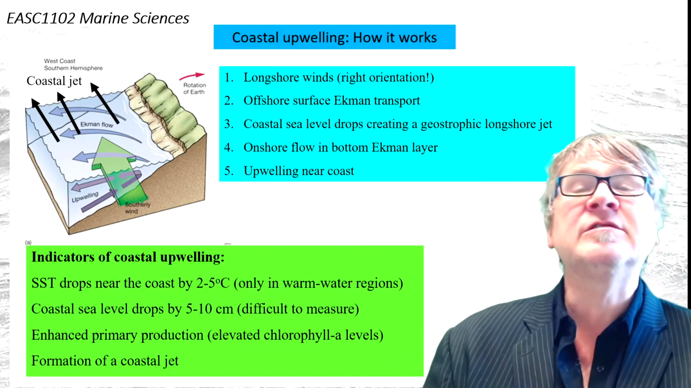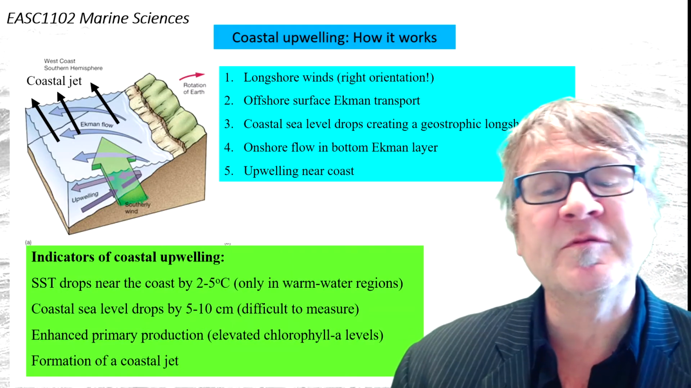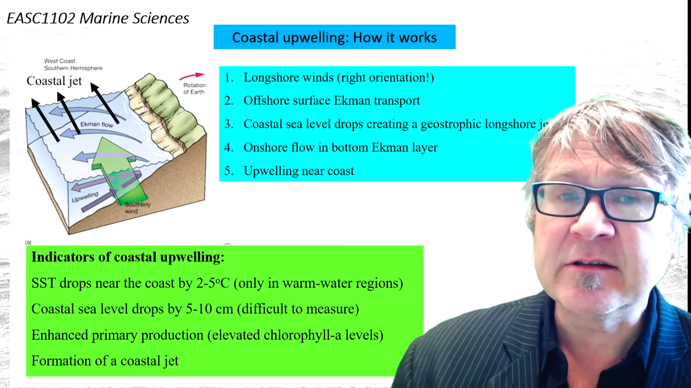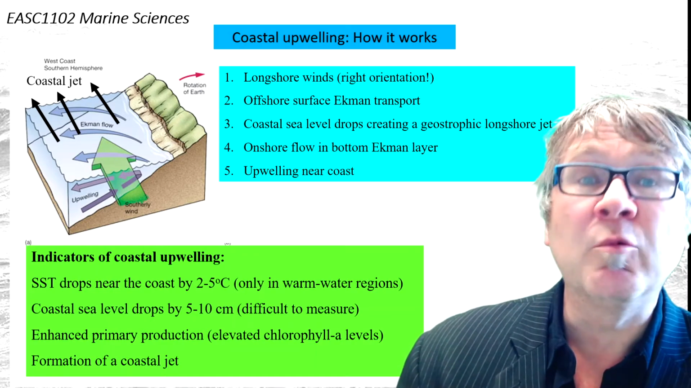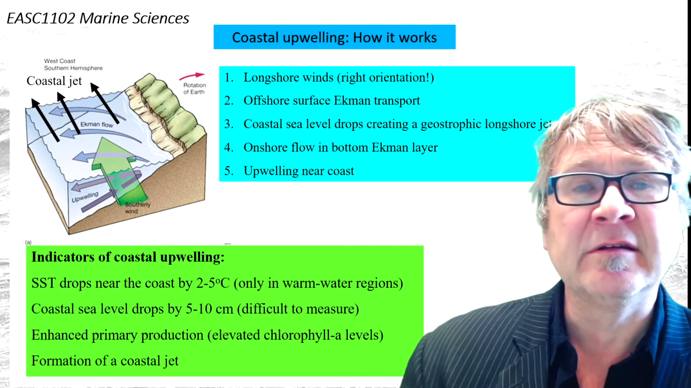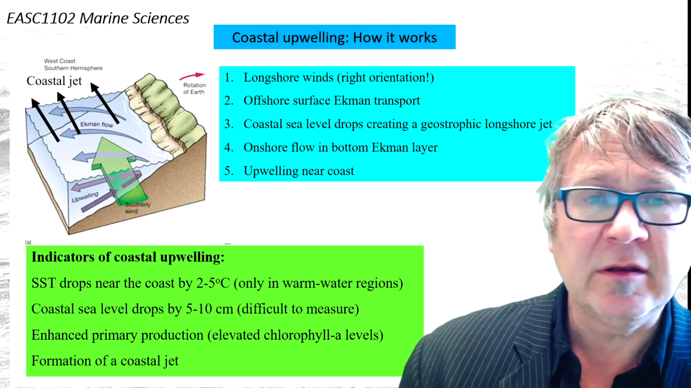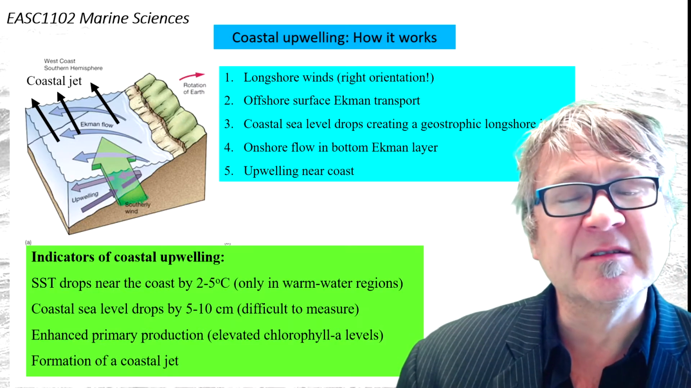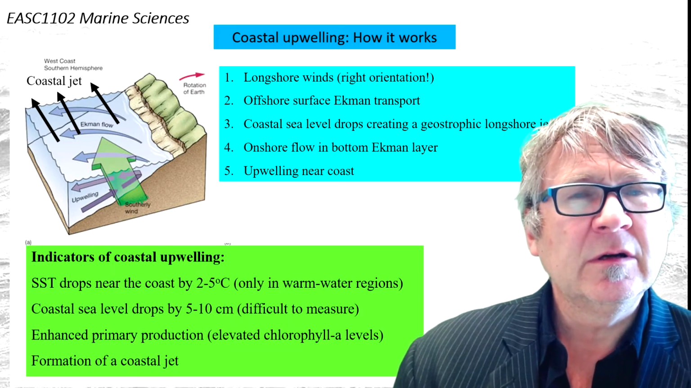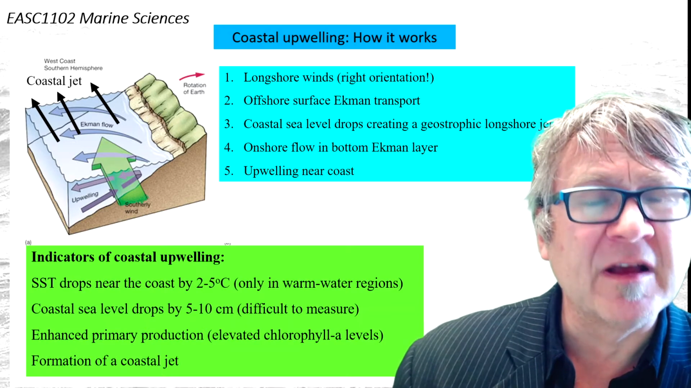So here is also a list of all the indicators that you have. Sea surface temperature drops near the coast, in some regions by up to 5 degrees. In warm water regions, you can see it; in regions where the subsurface water is not colder, you can't see that. Coastal sea level drops by 5 to 10 centimeters. It's difficult to measure. You can't measure it directly. You can infer it from measurements.